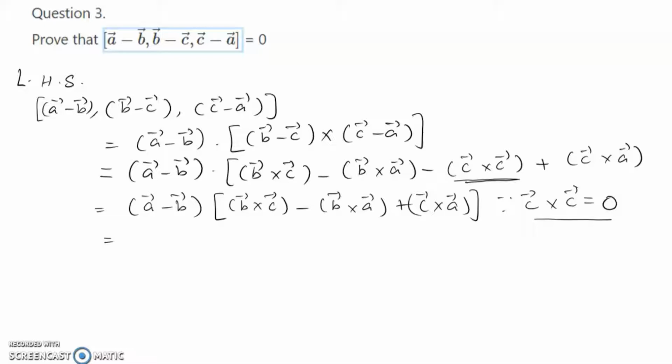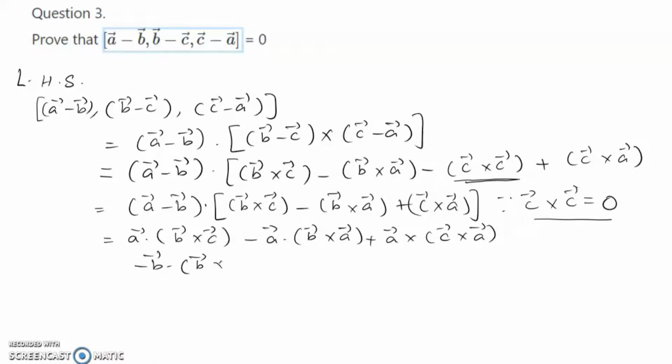So further expanding this, you get the dot product here: vector A dot product with B cross C, minus A dot product with B cross A, plus A dot product with C cross A, minus B dot product with B cross C, plus B dot product with B cross A, minus B dot product with C cross A.